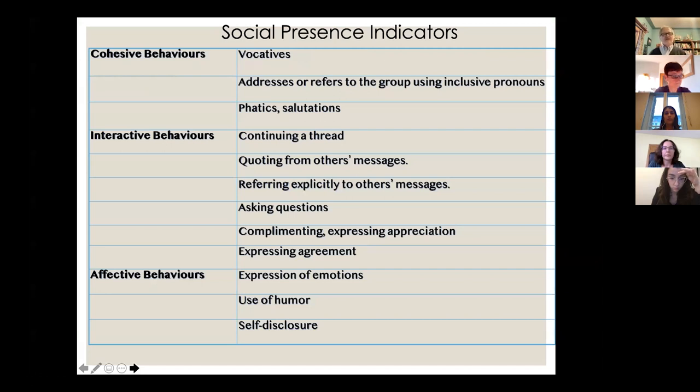This is social presence. And we talked about three kinds of larger groupings: cohesiveness, where we're talking about a group as a group. So we talk about us and we use vocatives and salutations, address class members, that sort of thing. And then we looked for interactive behaviors where they were picking up on a thread from somebody else or quoting somebody else's messages. Again, these were originally developed for a computer conference, asynchronous text-based environment. And they have been updated for more real-time interaction as well as for use in classrooms and in face-to-face classrooms as well. And then affective behaviors: expressing emotion, humor, self-disclosure.